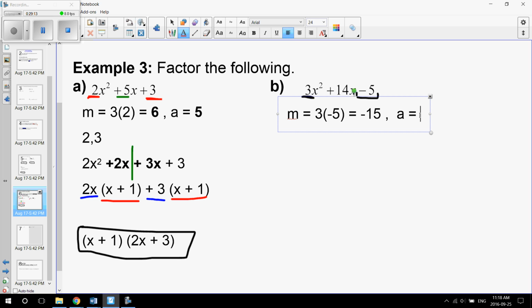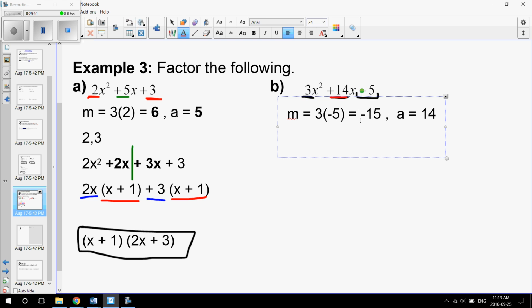Then we pull out our add value. Remember, our add value always comes from our middle term here. So our add value is 14. So we need to come up with two numbers that multiply to a negative 15, but add to a positive 14. So remember some of those tricks that we looked at before.